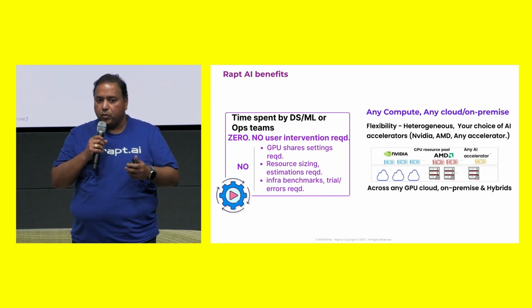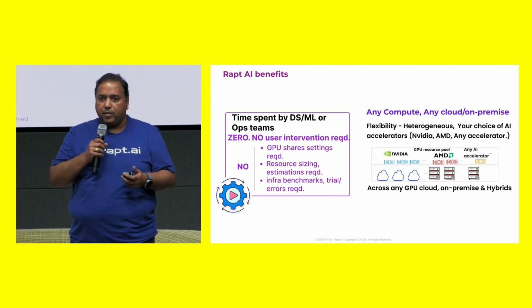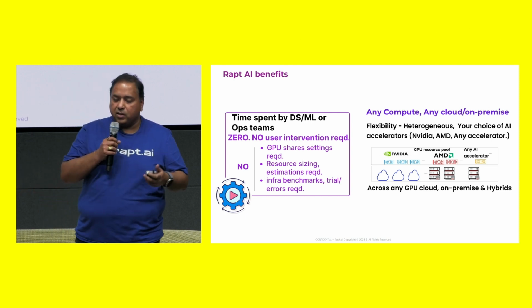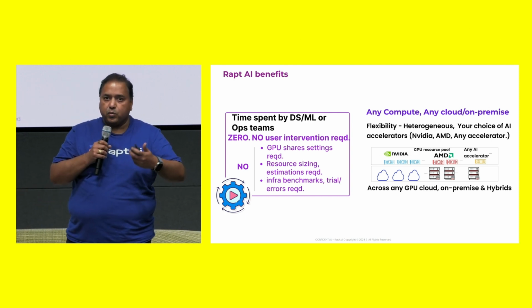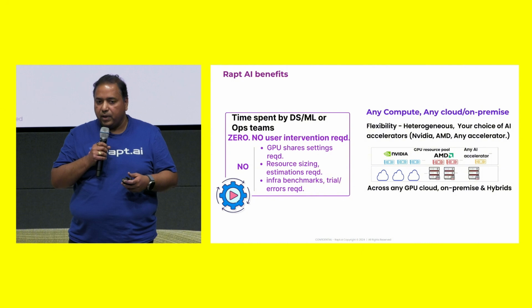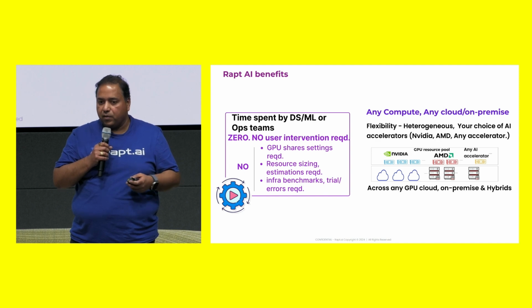So you don't have to worry about any intervention, guesswork, or estimations. You don't have to do it, because in some cases you cannot even do it, right? In some cases you can, but in most cases you cannot, especially for inference workloads, or the tokens that you're generating. There is no way you can guess or estimate the infrastructure you need, right? So with this approach, you can continuously keep it running without any user intervention.